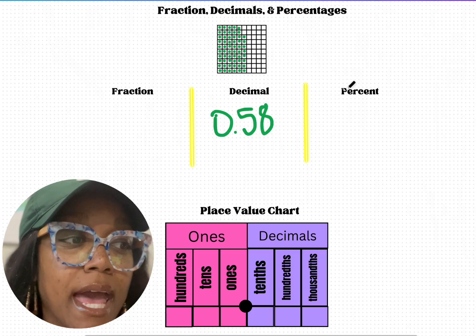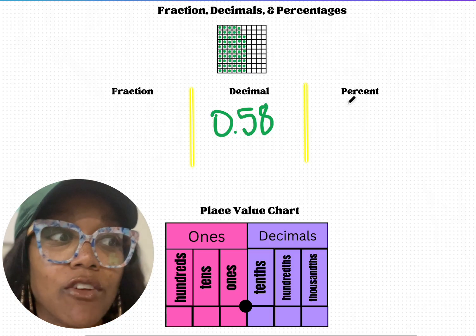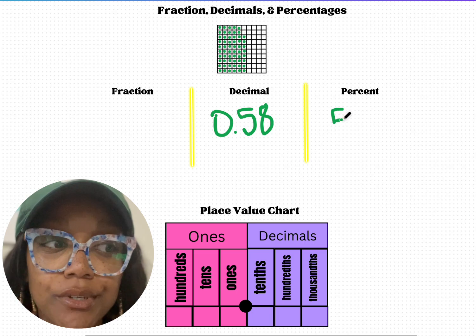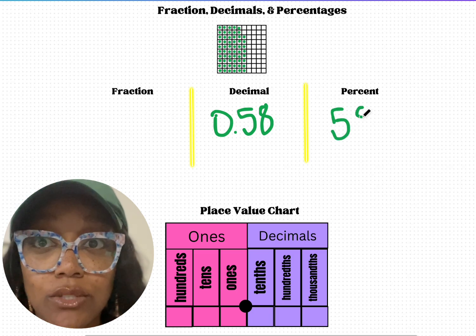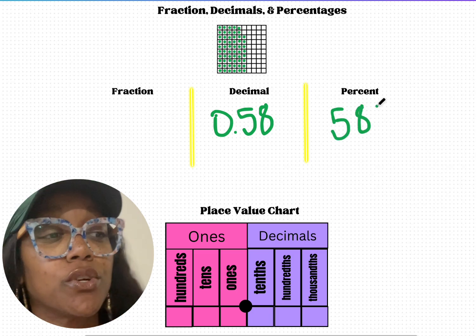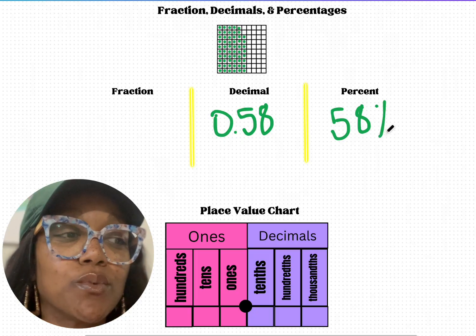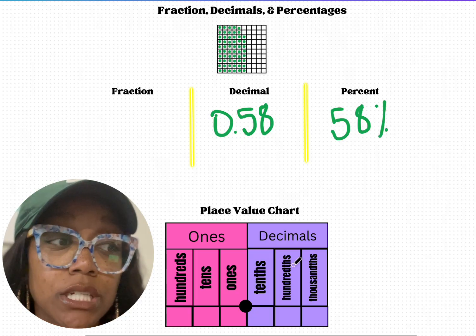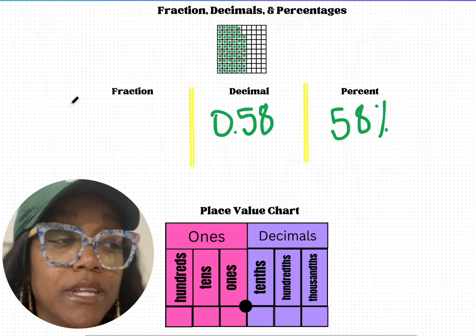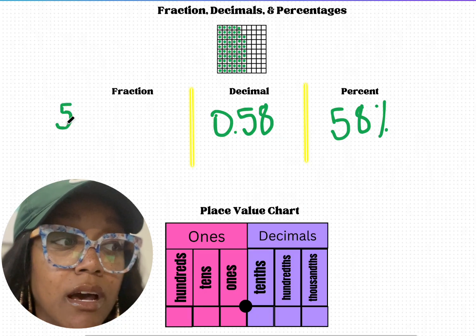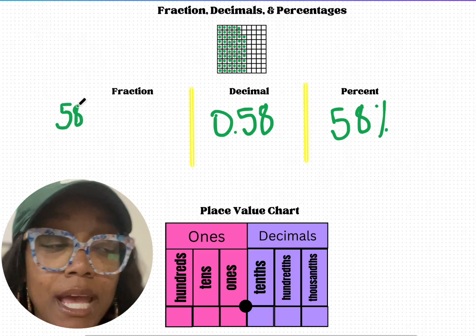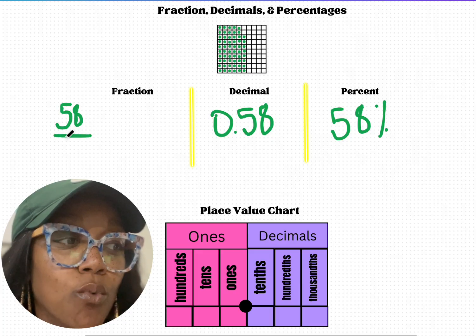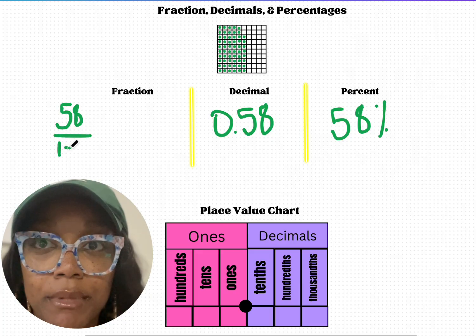And then we know that our percents are out of 100. So how many do we have out of 100? We have 58. So our percent is going to be 58. That's why this 100 grid is very helpful to the students when they're writing a decimal and when they're writing a percent and when they're trying to figure out the fraction. So I know that I have 58 of them shaded in as my numerator. And then I'm going to have 100 as my denominator.